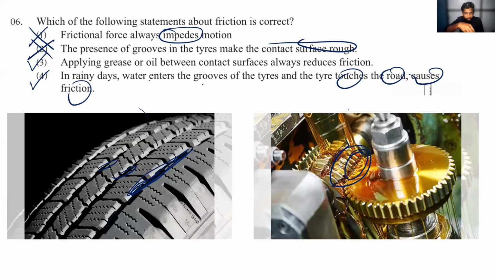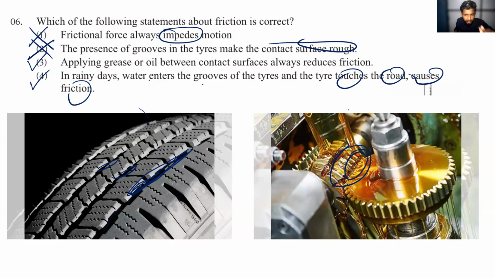Because when you're applying the oil to your head, you put some oil in the hand and apply it like this, right? At that time you will never feel any kind of heat. Do you know why? Because it reduces the frictional force. So option number 3, there is no doubt, that is correct.